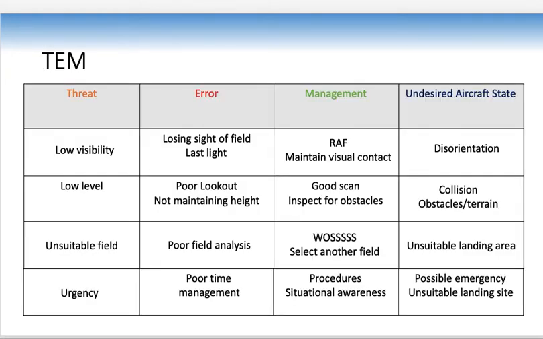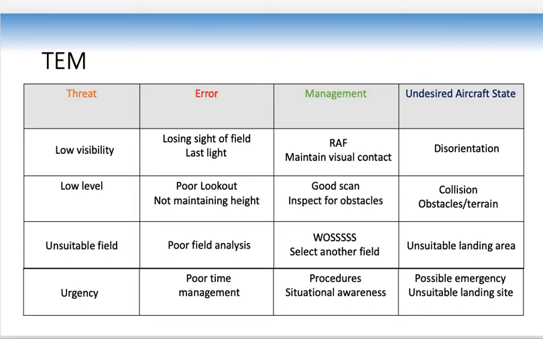So threats, we've got these four threats. It's certainly not limited to these. These are the main ones. You've got the threat of low visibility, the error of losing sight of the field and last light, the undesired aircraft state being disorientation. So the management technique would be doing RAF and maintaining visual contact. Then we've got the threat of low level, the error of poor lookout, not maintaining height, and the undesired aircraft state will be collision with obstacles or terrain. So you make sure you have a good scan and you inspect for obstacles.